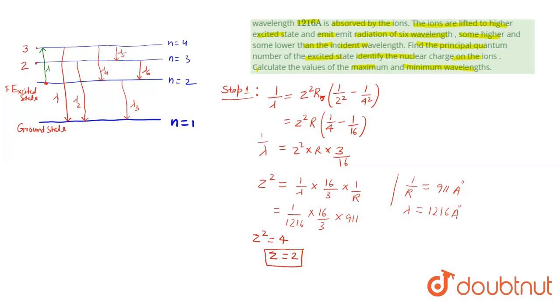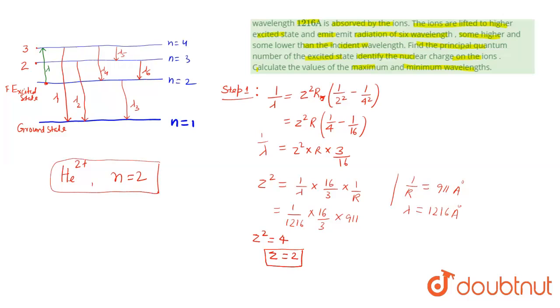Okay, so this is the answer. Find the principal quantum number of the excited state and identify the nuclear charge on the ions. So that means the charge on the ions is 2, that it is a helium ion. That means the ion is hydrogen-like, and n is equal to 2 for this one. So this is He 2+, and here the principal quantum number is 2. So this is the answer of the first option.